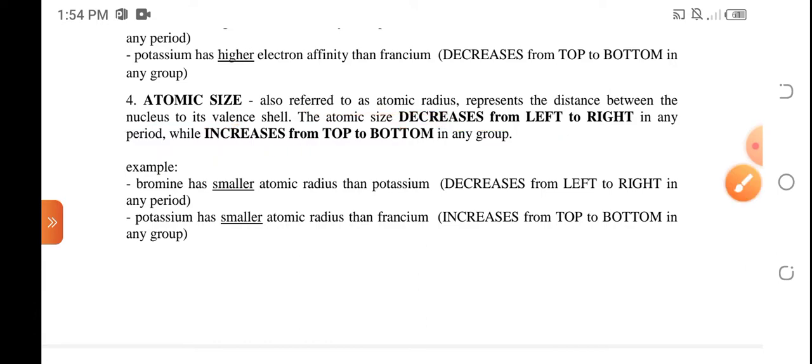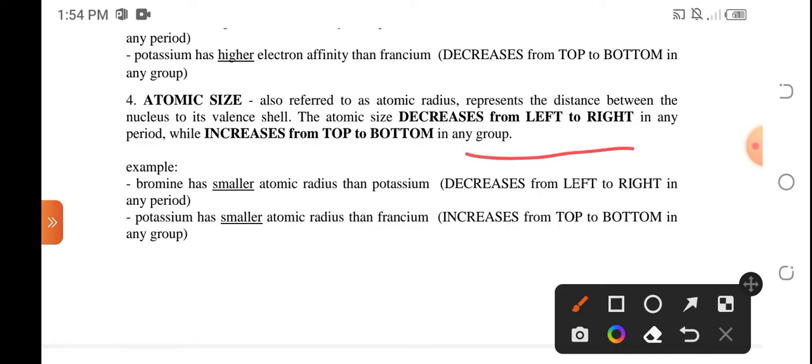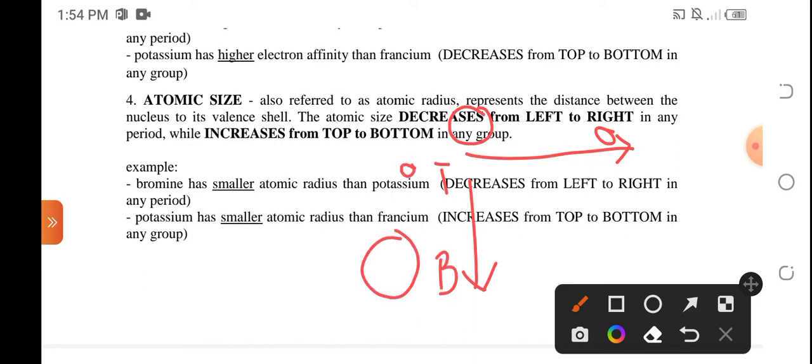Okay, so for the atomic size, from left to right again, it decreases. So the one on the left this time is bigger in terms of atomic size than the one on the right. And from top to bottom naman, it is increasing. So the one on top is smaller, and as you go down the group, which are the bottom, they are bigger. Okay? So for bromine, has a smaller atomic radius than potassium. Kasi di ba nandito sa right side si bromine, tapos si potassium ay nandun sa left. Kaya smaller daw si bromine.